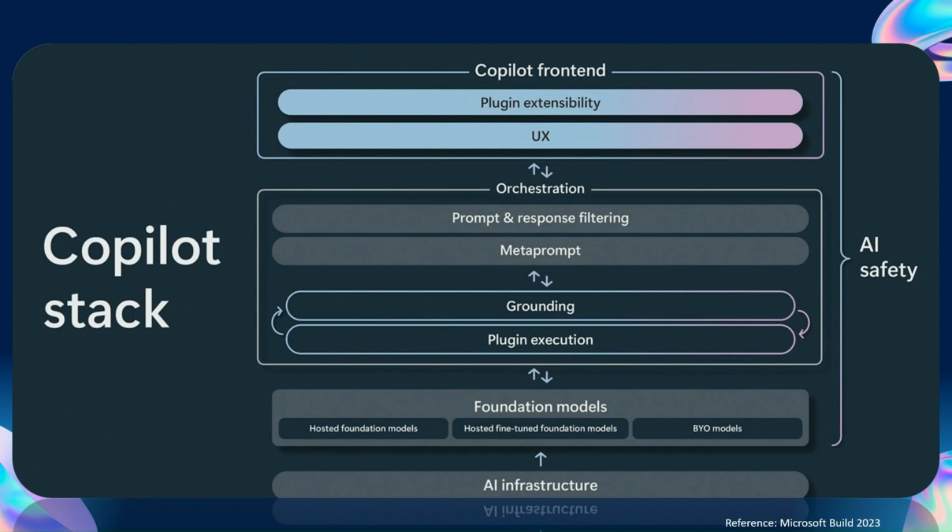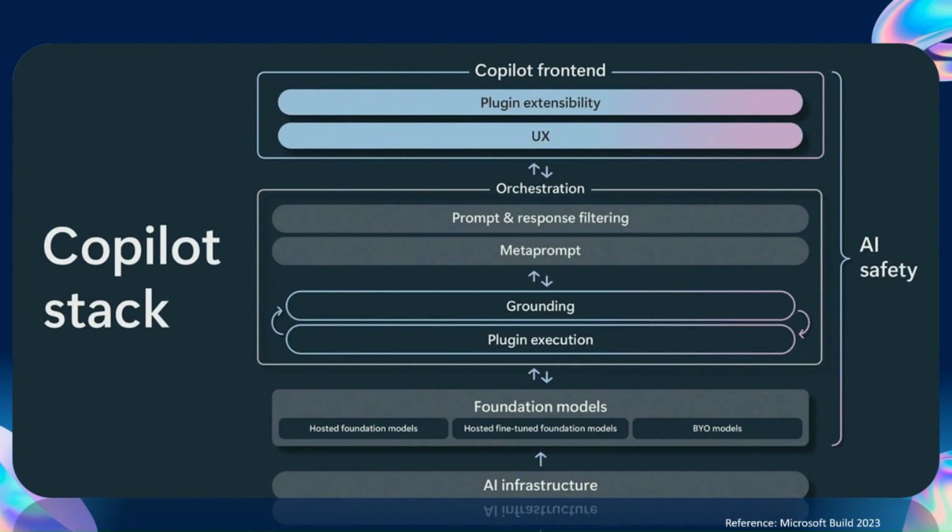The bottommost layer is the AI infrastructure. After that come the foundational models, where we can either use the hosted foundational models, like GPT-4, BART and so on, or use hosted fine-tuned foundational models, where we fine-tune the model with certain details, or go out of the way and bring your own models, which is also supported. After that comes the orchestration layer, which is a topic we'll discuss in detail, because that is what Semantic Kernel is.